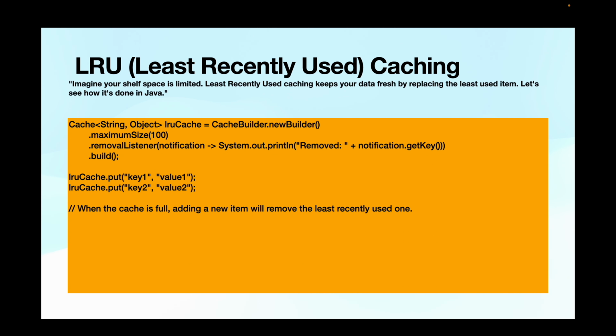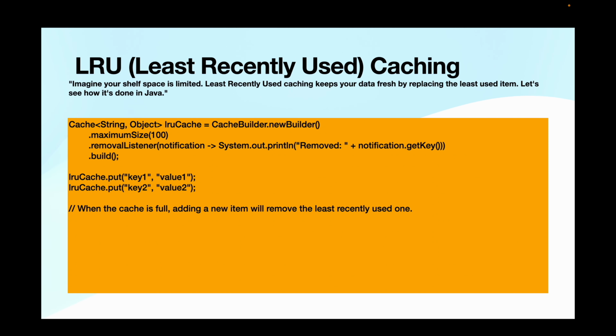Now again we have a cache object having key and value pair, and then cache builder having the maximum size. Let's suppose your shelf has 100 books. So that's the maximum size. Now it has a remove listener which will notify which book you have used the least. Now it will put key and value pairs in the cache, and when the cache is full, adding a new item will remove the least recently used one. Got it? So very simple.